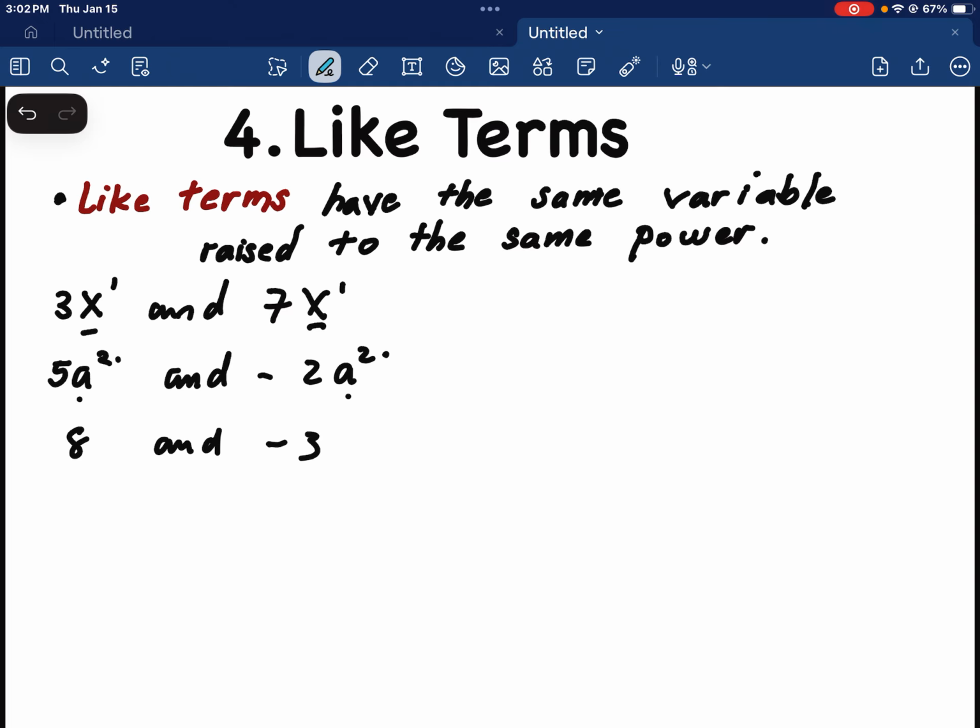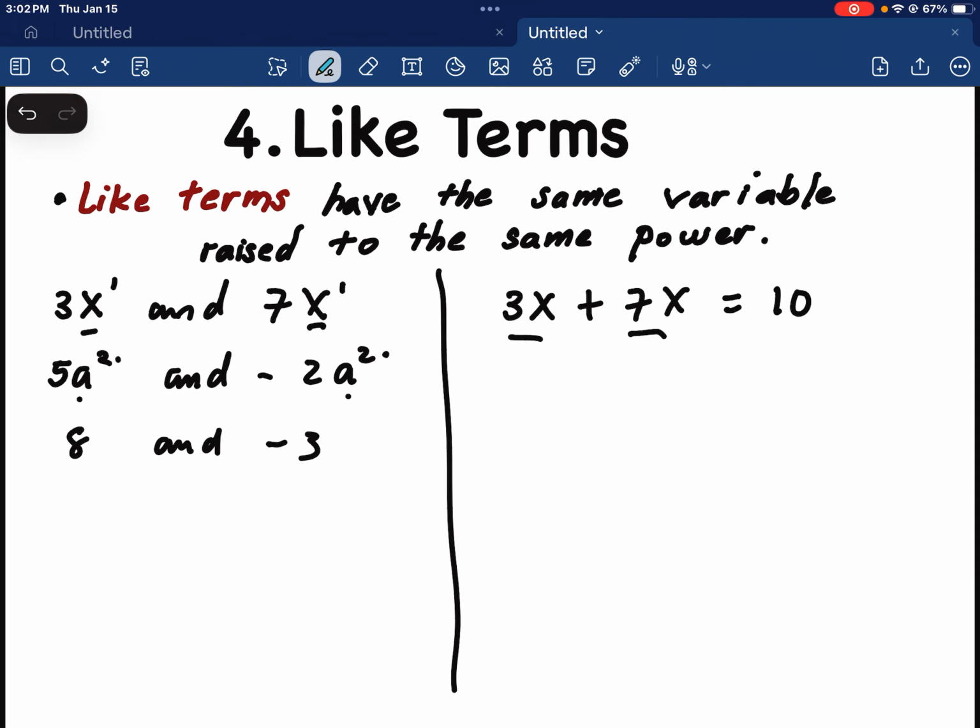Why do they matter? Like terms can be combined. For example, 3x and 7x, if they are 3x plus 7x, instead of having two terms, you can actually combine them as one. So it will become 10x. Same with constants. Instead of 8 plus negative 3, or 8 plus 3, we can combine them and it will be equal to 11.